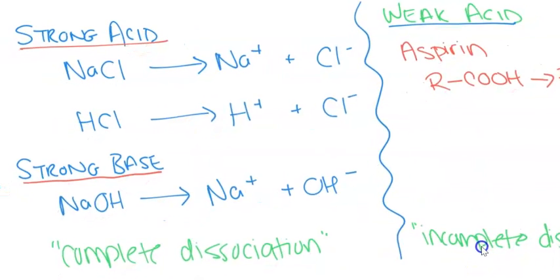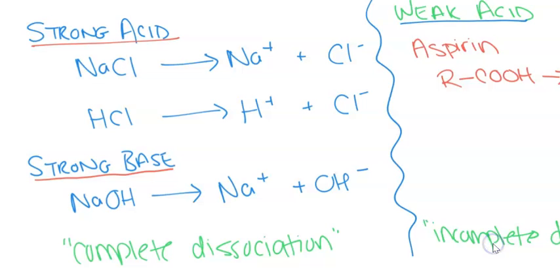So what I want to look at is, sometimes what you'll see in the textbook is that when you look at drugs, they'll say it's a weak acid or a weak base. Let's look at what weak means versus what strong means. If you see the word strong acid or strong base, what that means is that there's complete dissociation.